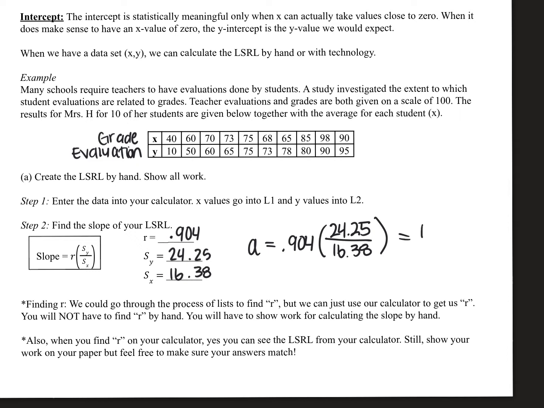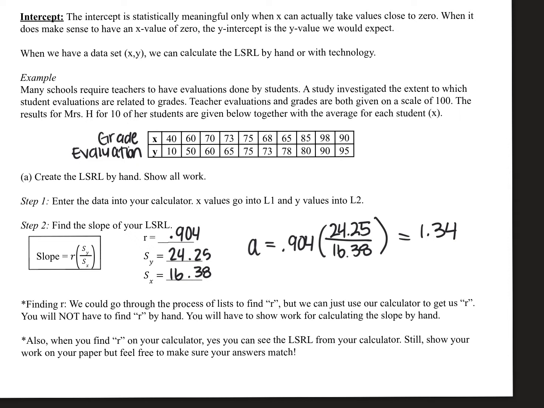And we should end up with 1.34. So just like with a regular line, your slope can be positive, it can be negative, it can be any number really. But the sign of your slope is directly related to the sign of your correlation coefficient r. So if r is positive, your slope is positive. If r is negative, your slope is negative. Because standard deviation is distance, the standard deviations are always going to be positive.